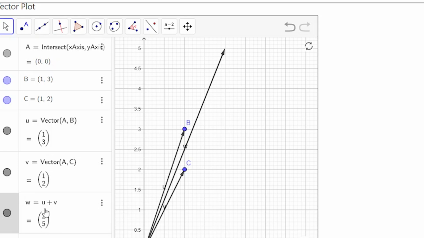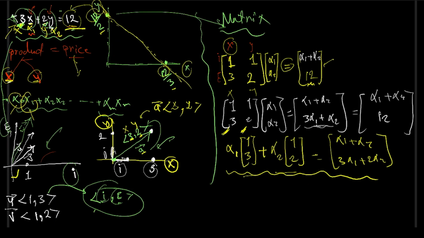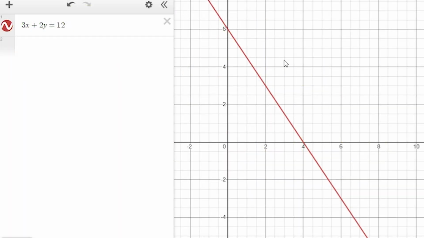Scaling u first, then scaling v, and then summing them up leads me to the value of 12, as it's been requested in this particular problem. Here is where we're going to get back to the meaning of this line. What does this line actually represent, as we have discussed many times in previous sections from different perspectives? Well, this is the graph of the line.